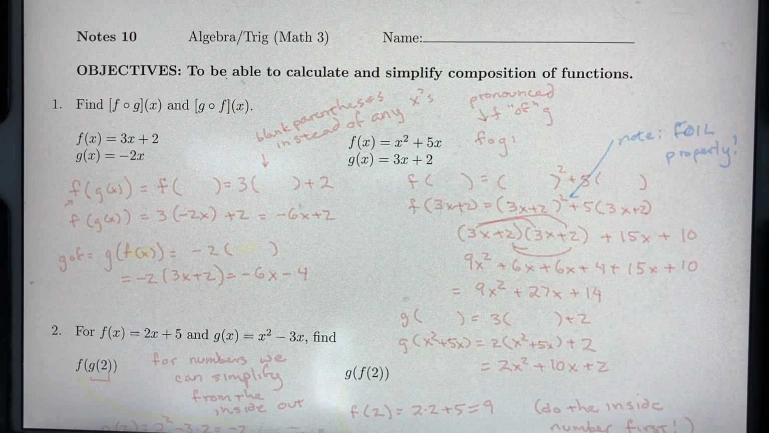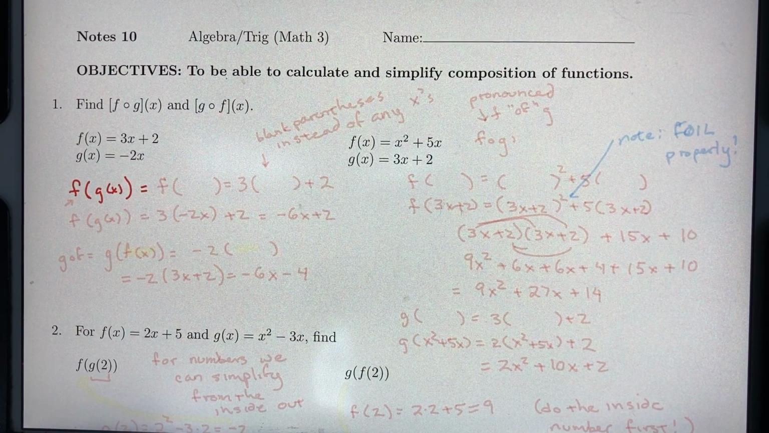On the previous notes, we were talking about plugging numbers in. Now, generally with numbers, you can simplify from the inside out. However, if you're just talking about letters like x or g of x, we can't really simplify from the inside out. Instead, I'm going to think of f of g of x by thinking of f as a template for plugging things in.